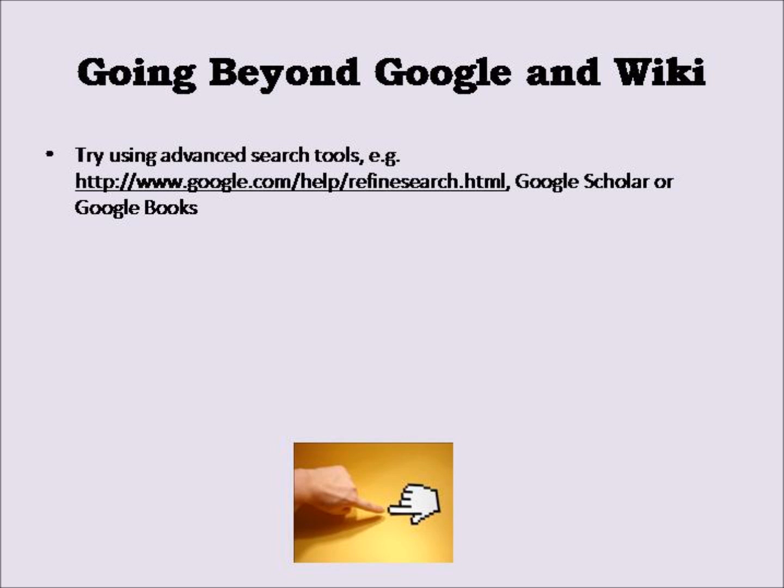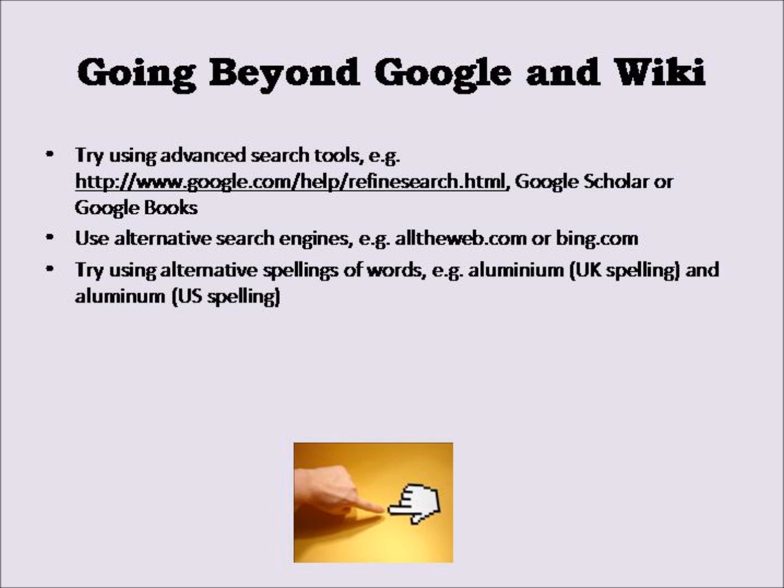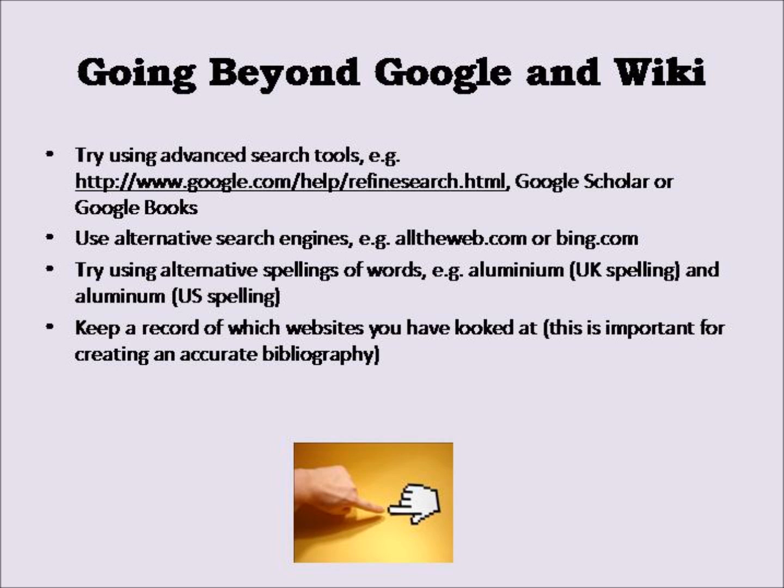Try using advanced search tools such as Google Refined Search, Google Scholar, or Google Books. Use alternative search engines, e.g. alltheweb.com or bing.com. Try using alternative spellings of words, for example, aluminium, the UK spelling, or aluminum, the US spelling. Keep a record of which websites you have looked at. This is important for creating an accurate bibliography.